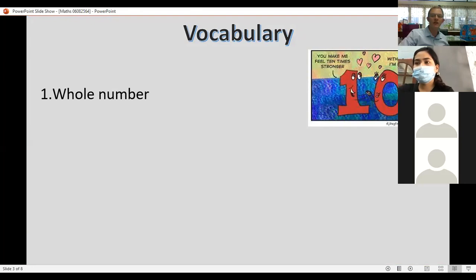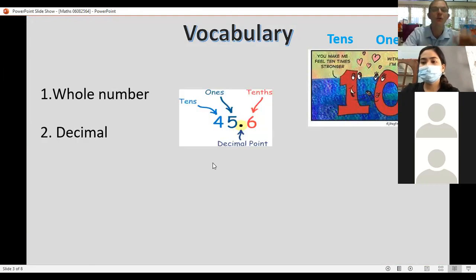So whole number, for example, this number is 10. It's a whole number. It has tens column and ones column. So that makes it whole. If you want to make it a decimal or a fraction, it is not whole anymore. Then we do this. So the second word is decimal.